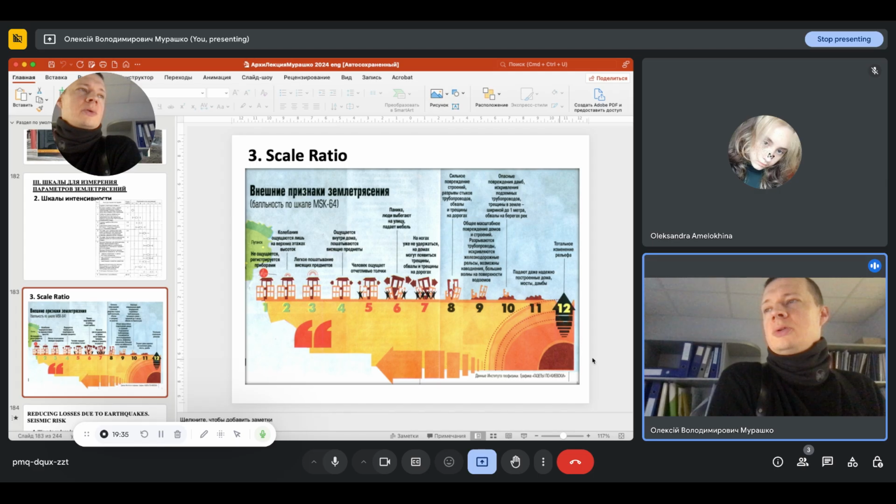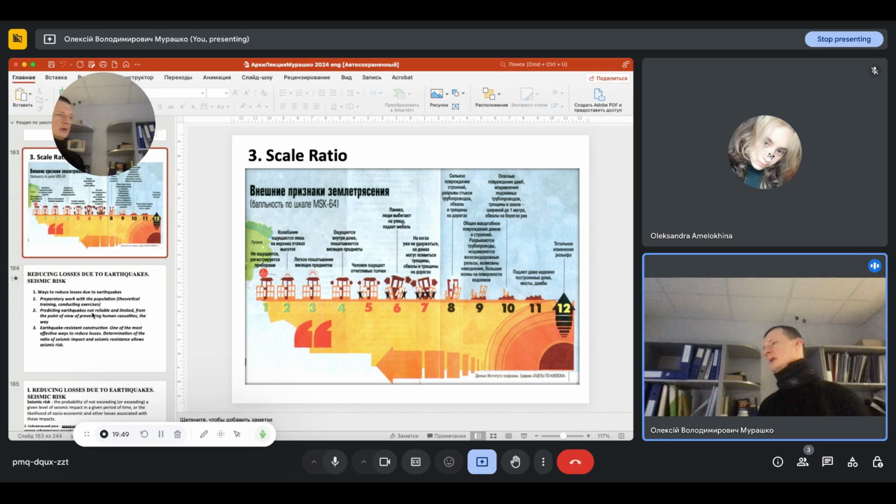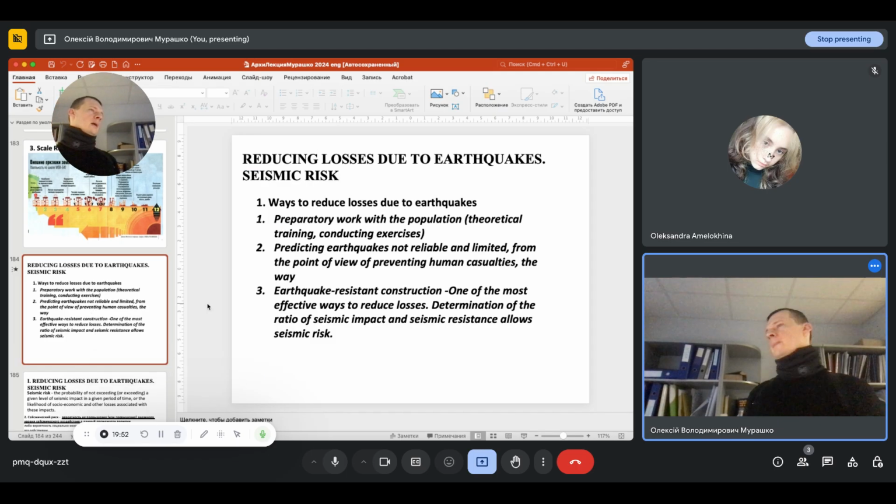Here is the ratio between those scales. During one earthquake, with one magnitude, we can see all 12 intensities, for example, in the same country or on the same continent. The first part was devoted to the definition of the seismic impacts, and the next part will be devoted to seismic resistance. But this part of the lecture we will consider next week.